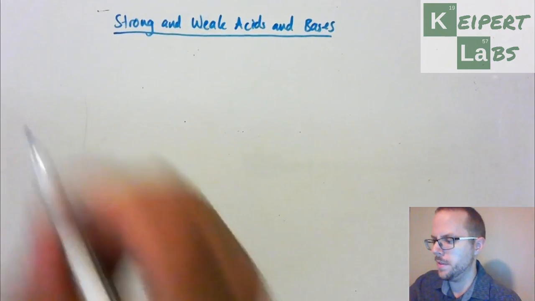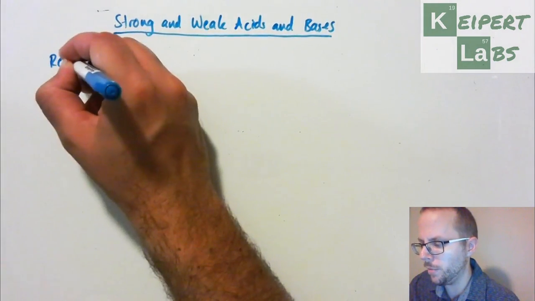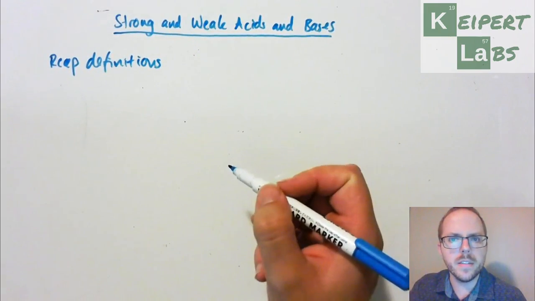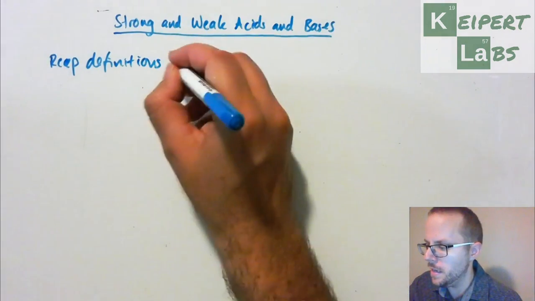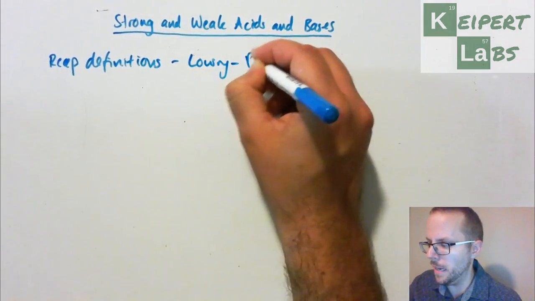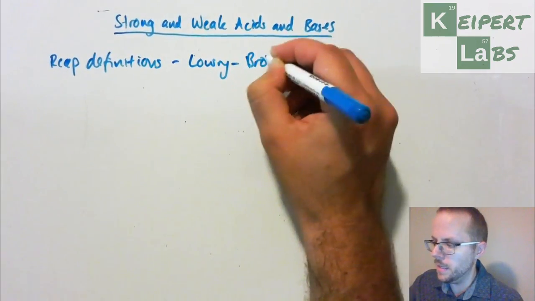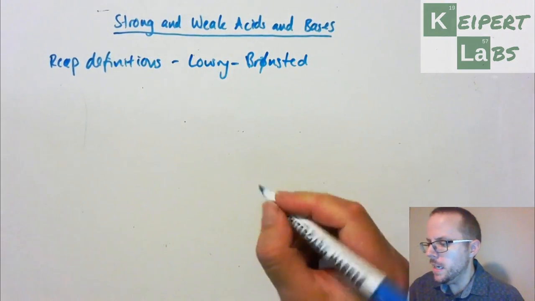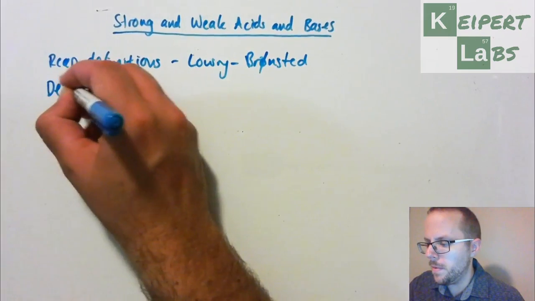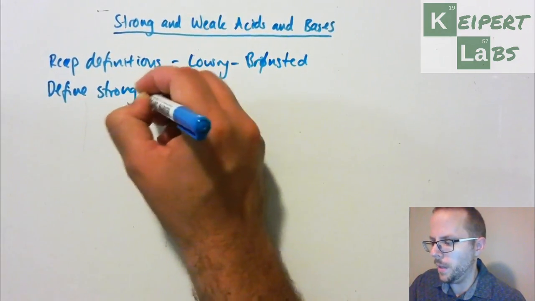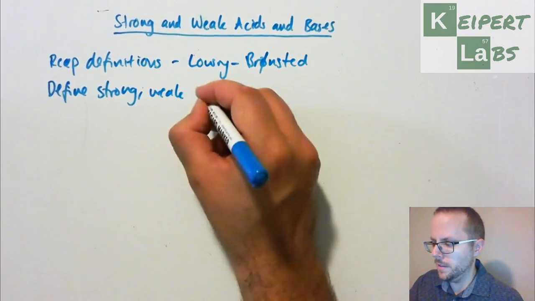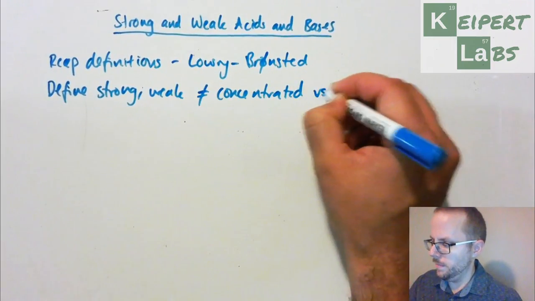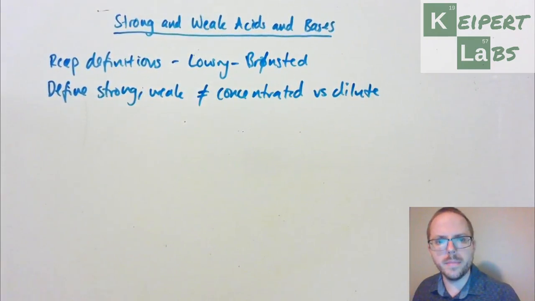Okay, so some of the things that we're going to be looking at: we're going to recap some of the definitions of what we mean by an acid and a base, especially when we're thinking about the Lowry-Bronsted definitions, which are the main ones that we're going to relate to in this particular area. So we're going to spend a bit of time recapping those definitions, and then we're going to define what we mean by strong and weak, as in not the same as concentrated versus dilute. That's the first preview of one of the main points we're going to make.